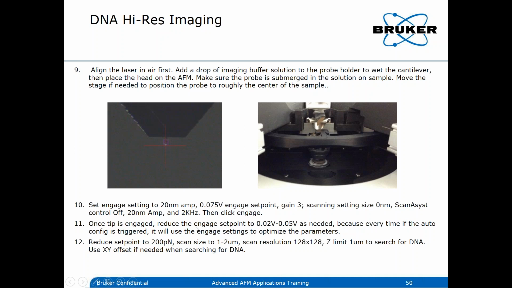In the end, when you're on the surface, you would reduce the engage set point to very small values. And then you reduce the set point after you have engaged to very low, so like 200 or 100 piconewtons. Scan size should be 1 to 2 microns, and you would scan with a low resolution in the beginning to find the DNA, and also don't forget to reduce the Z limit to 1 micrometer. And you would use here now the XY offset when you're looking for the DNA to move around.